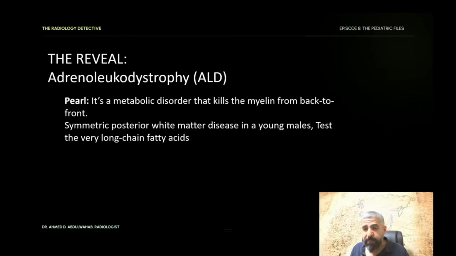What test do you do to confirm? Test the very long chain fatty acids. Very long chain fatty acid, VLCFA, okay? Good. Let's go to flash round number 2.